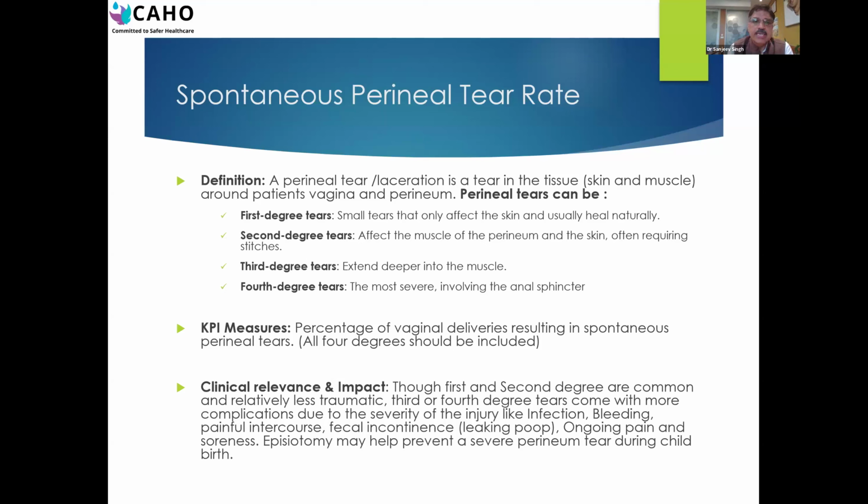So as an indicator, it will be the percentage of vaginal deliveries where perineal tears have occurred, divided by the number of deliveries which have been performed.